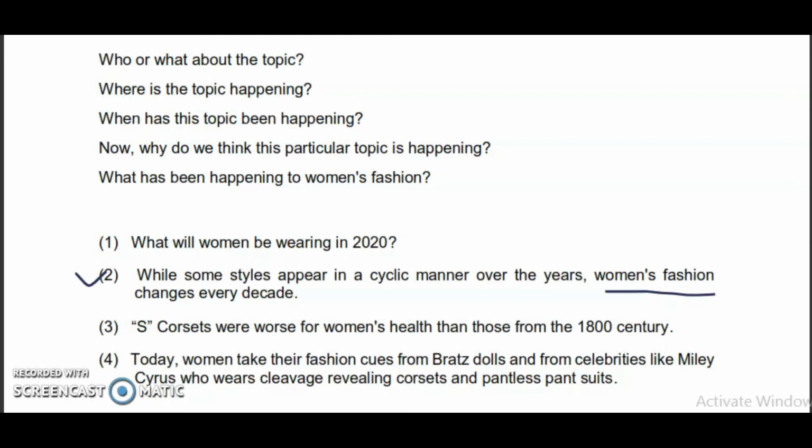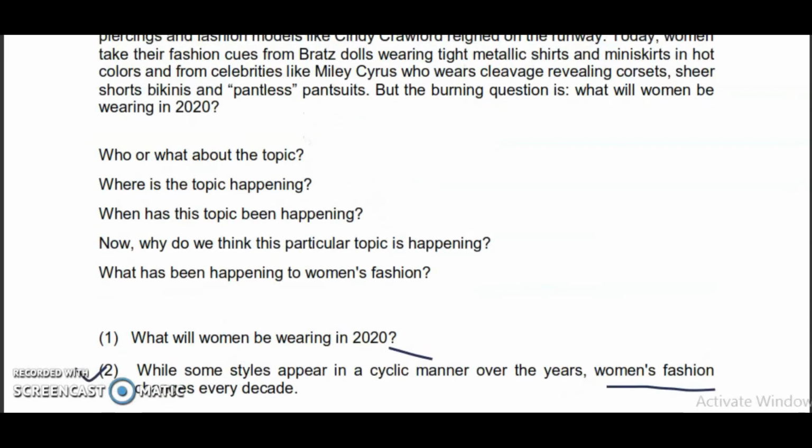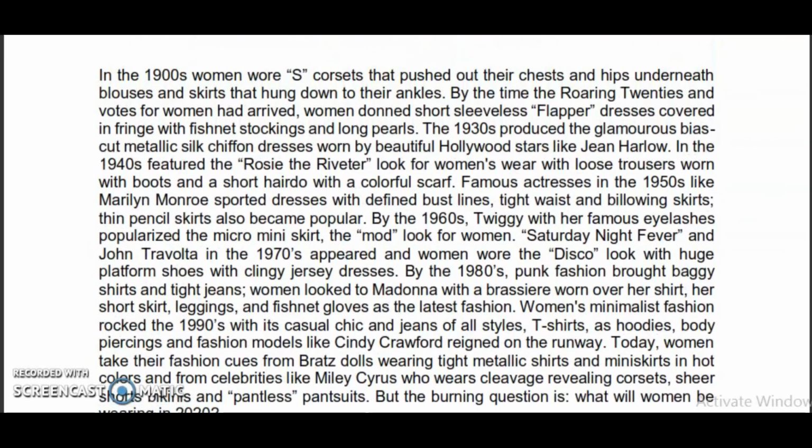Alright, now why is option 1 incorrect? Well, first of all, it has a question mark at the end, and you will never find a main idea with a question mark at the very end. Let us look at answer 3. As corsets were worse for women's health than those from the 18th century. Now, if you go back and look at the example, you will see that this is not mentioned anywhere.